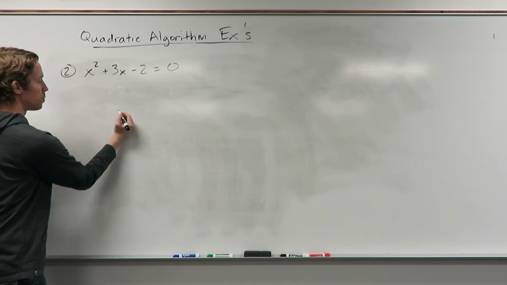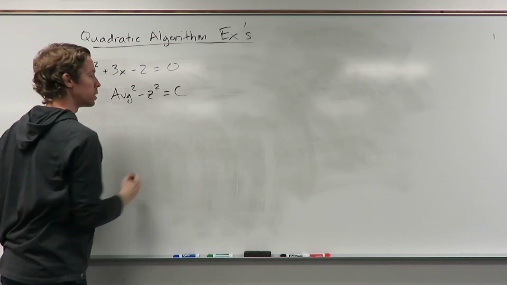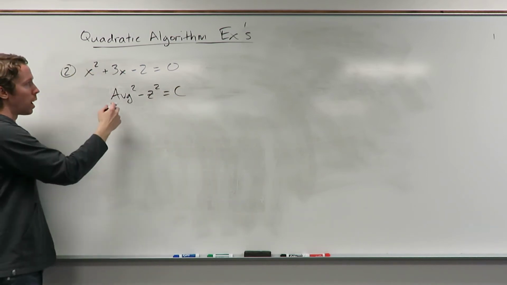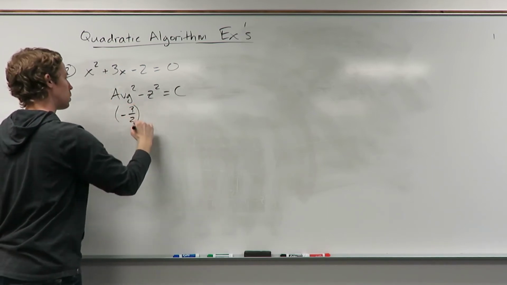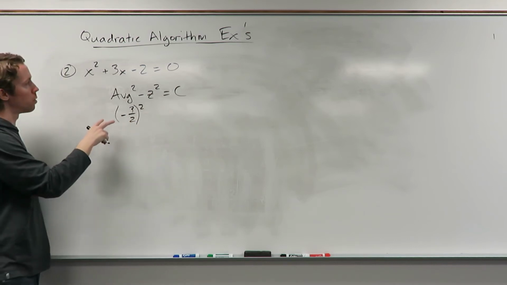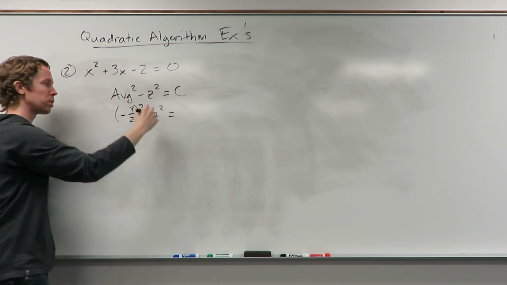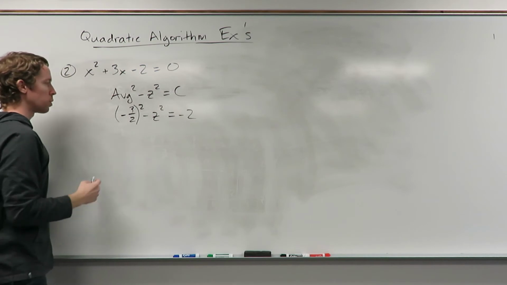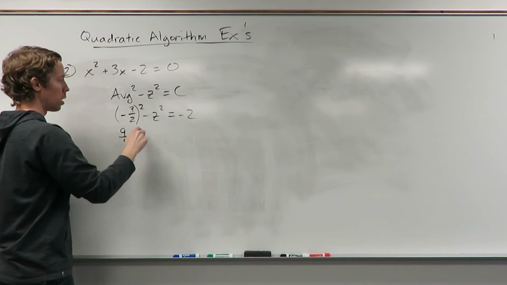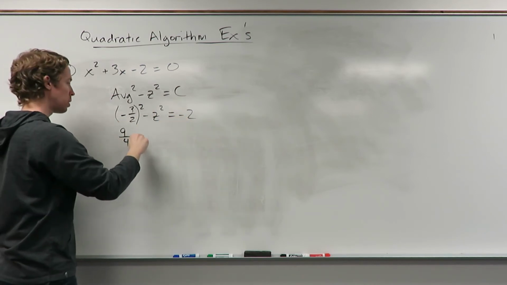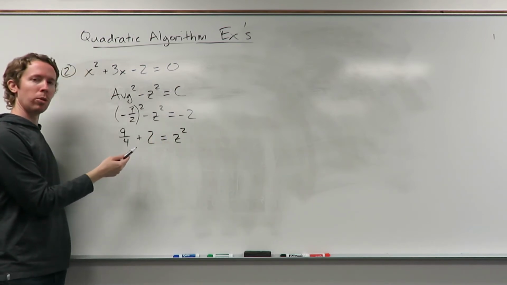So remember, what I need is to find average squared minus z squared equals c, and just solve for z. The average we get by taking -b/2. So this is the same as we had for the first example. But this time c is equal to -2 instead of +2. So now let's simplify this and solve for z. I get 9/4 here. I'll add z squared to both sides, and I'll add 2 to both sides. Two I'm going to rewrite as 8/4 again.